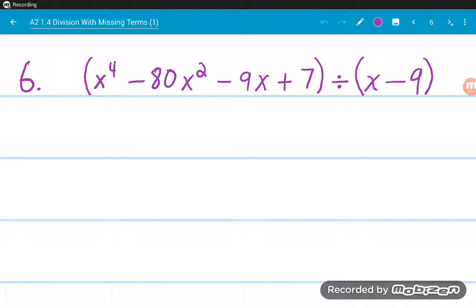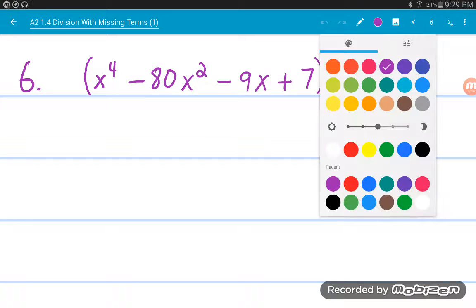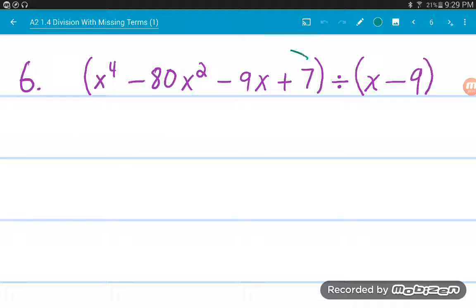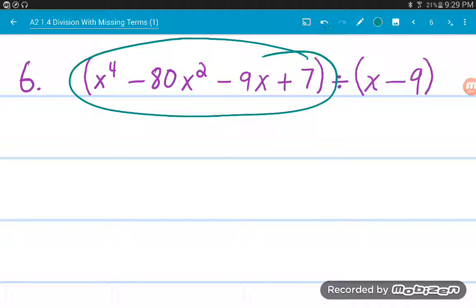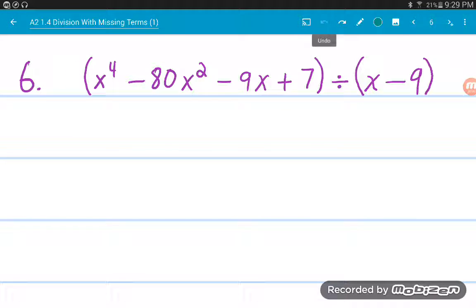Okay, here's a quick video on doing division with missing terms. If you take a look at the larger polynomial, the one called the dividend, you'll notice that we have an x to the fourth, an x squared, a regular x, and a number. So what we're missing is a term that has an x to the third, or an x cubed. It's missing.